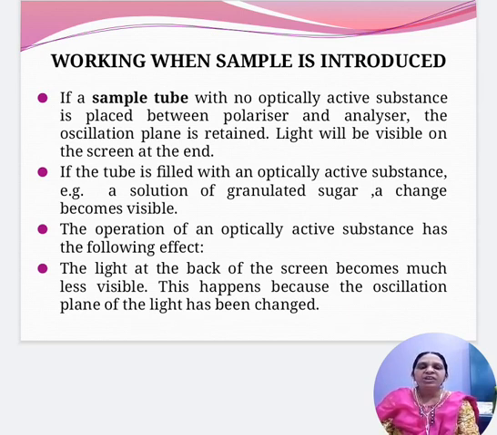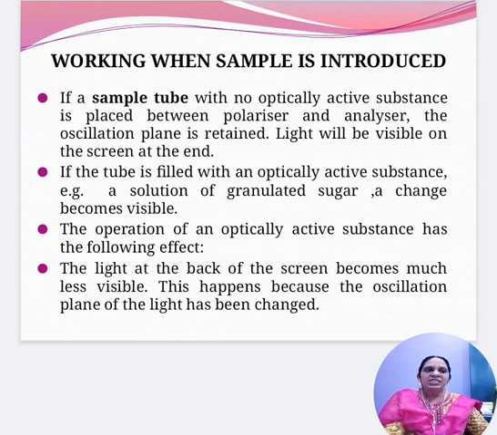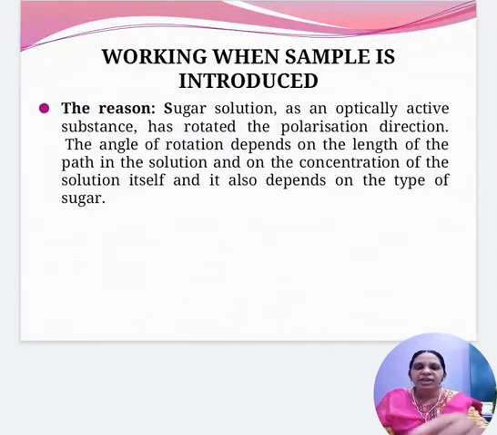If the tube is filled with an optically active substance, like a sugar solution, a change becomes visible. You can observe a change. The optically active substance has the following effect: the light at the back of the screen becomes much less visible. It becomes dim. Why does it become dim? Because as it passes through the optically active substance, the polarized light will rotate. This happens because the oscillation plane of the light has been changed.